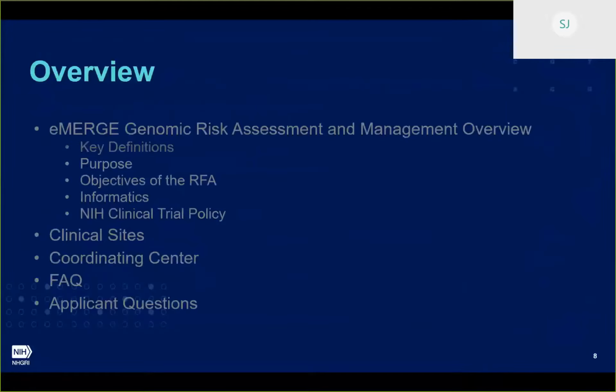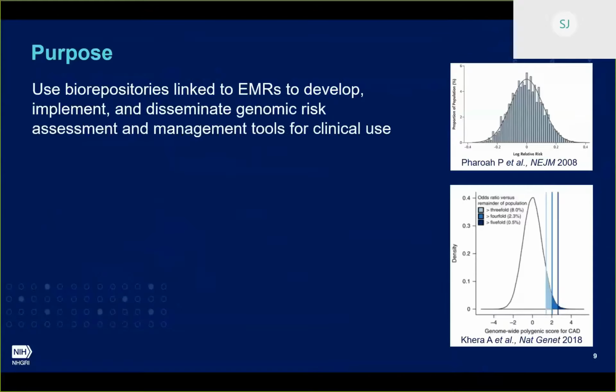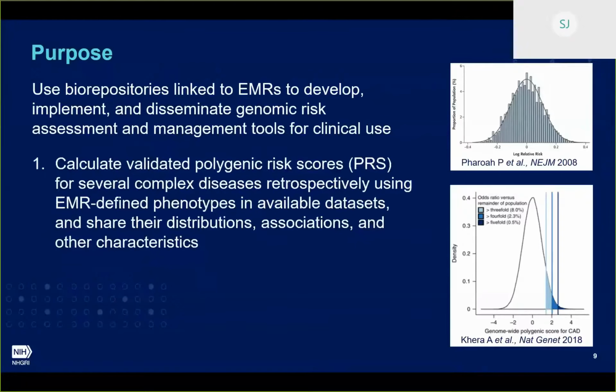So what we're going to do now is look at the purpose of this RFA. When you look at the purpose of the RFA, we really have broken it into two areas. The first is to understand and calculate validated polygenic risk scores for several complex diseases, and we define 20, defining 5 in detail and 15 just by list. And what this will include is defining what data sets will be needed and how those risks are calculated on that polygenic risk score.